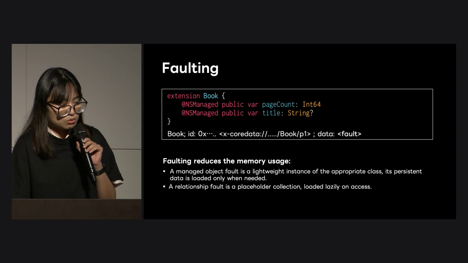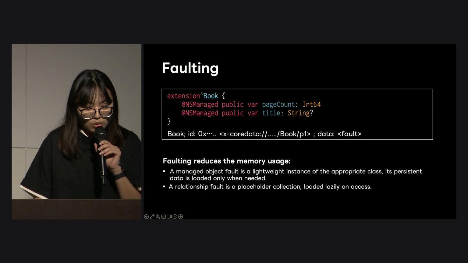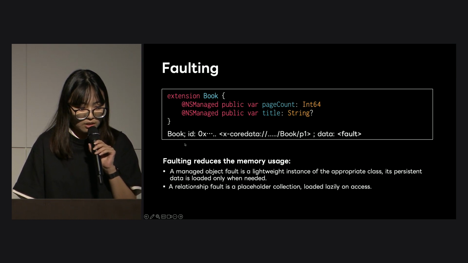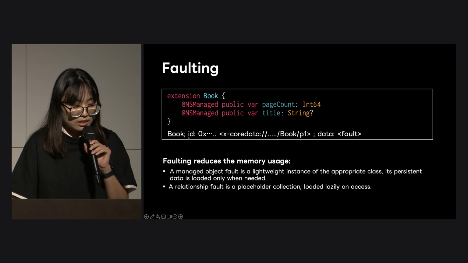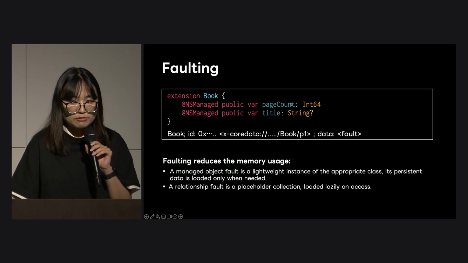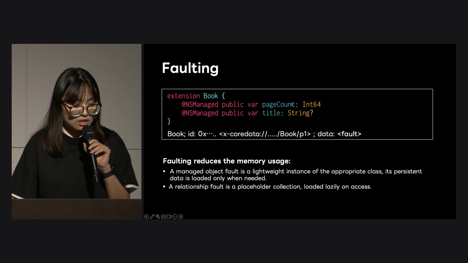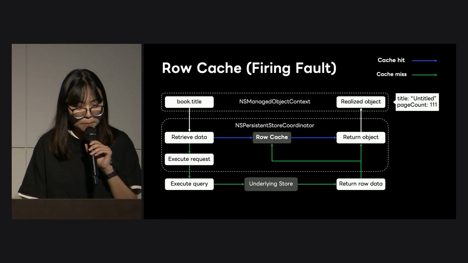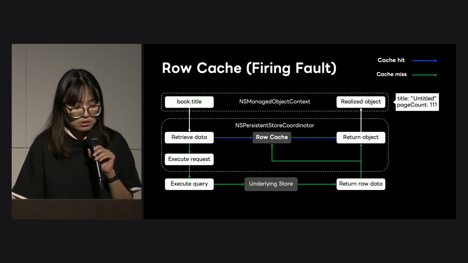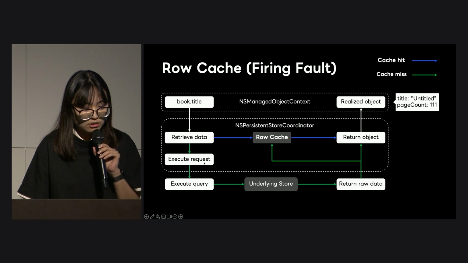For example, suppose we have an entity called book. When the object is still a fault, it contains only the object ID. Other attributes, like page count or title, remain in fault state, which means they are not loaded in the object until they are accessed. When we try to access a title attribute, the fault will be fired, and the actual data is retrieved.